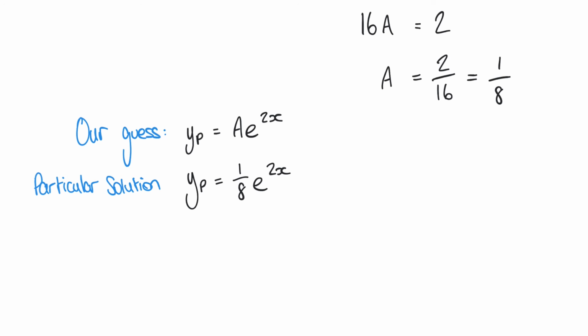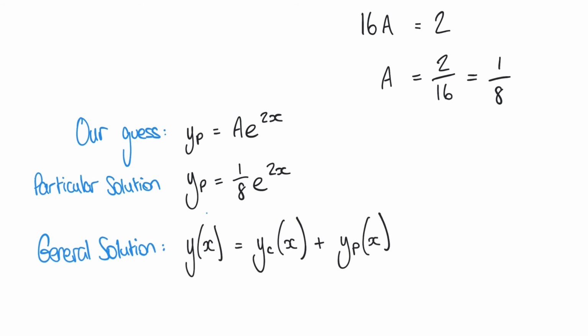And so finally we stitch these two solutions together, the complementary solution and the particular solution, in the form of y. Our solution y is equal to yc plus yp. Well, we know the complementary solution remains the same, k1 e to the 2/3 x plus k2 e to the minus 2x, plus the particular solution, which in this case is 1 over 8 e to the 2x, and that's our complete solution there.